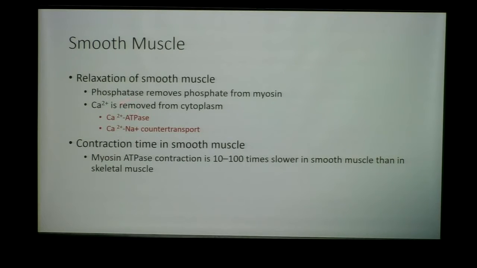So understand that both of these ions want to get into the cell. They're in higher concentration outside. And so when we bring sodium in according to its gradient, we can generate energy to move calcium against its gradient and kick it out of the cell. So we have the calcium ATPase pump on the SR and the calcium sodium countertransport, which is secondary active transport on the cell membrane itself, okay?